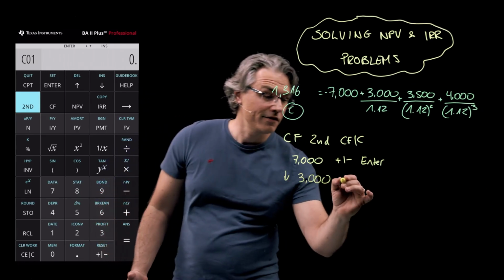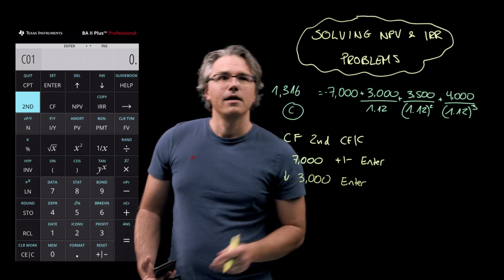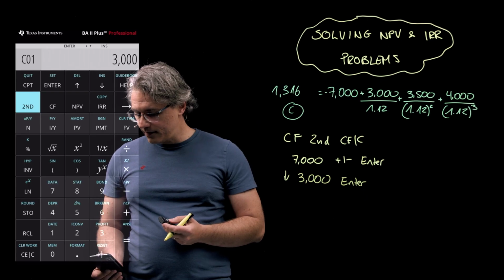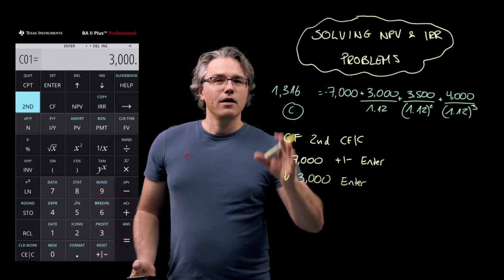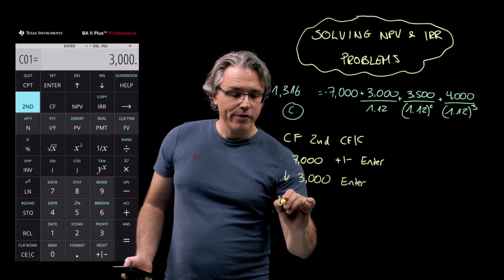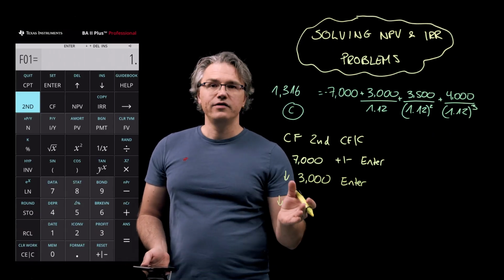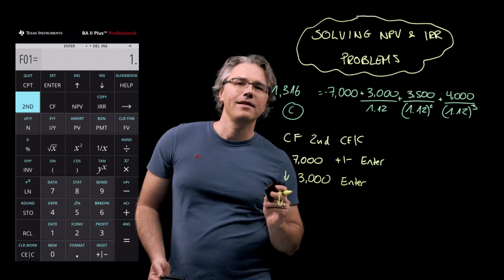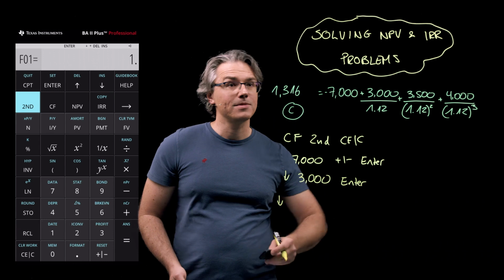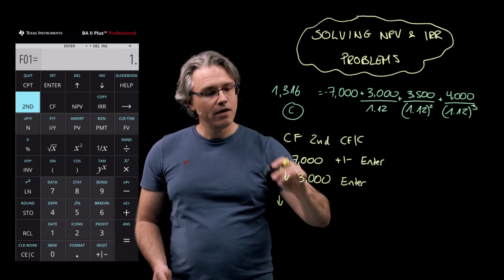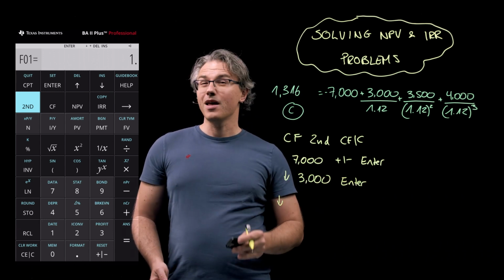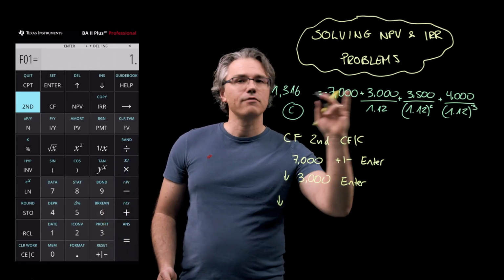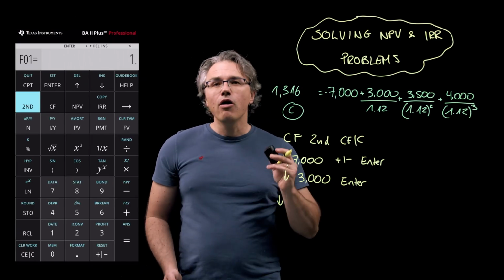Just follow it up with enter. And let me do this as well on my calculator. So 3,000, enter. Okay, we want to press the down arrow again, but if you do this just once, like I've done thus far, you will see F01. Now, this allows you to tell the calculator how many times in a row that first cash flow occurs. By default, it is set at 1, which is perfect for us because that 3,000 euro cash flow occurs just once.